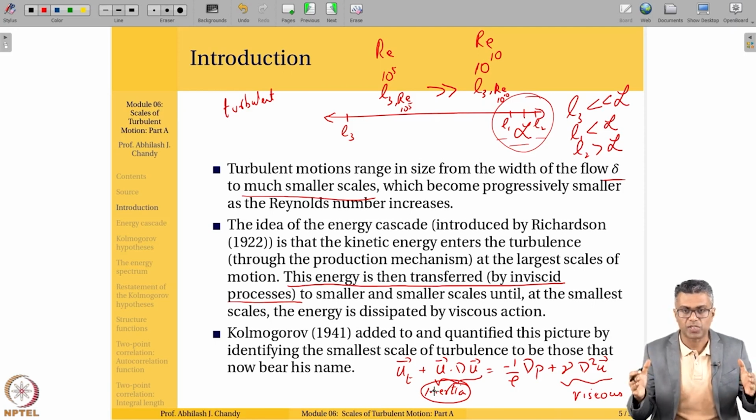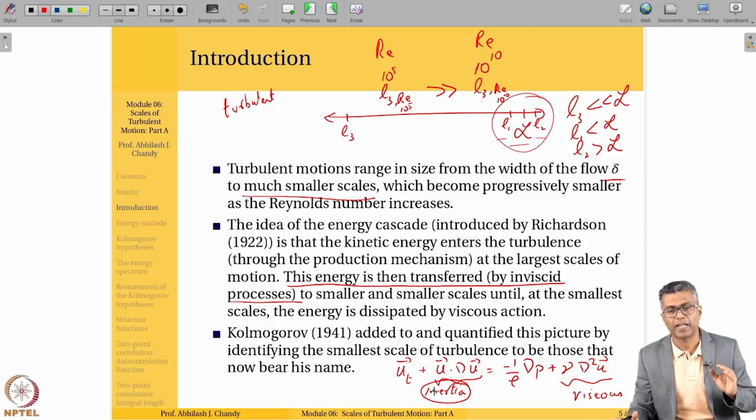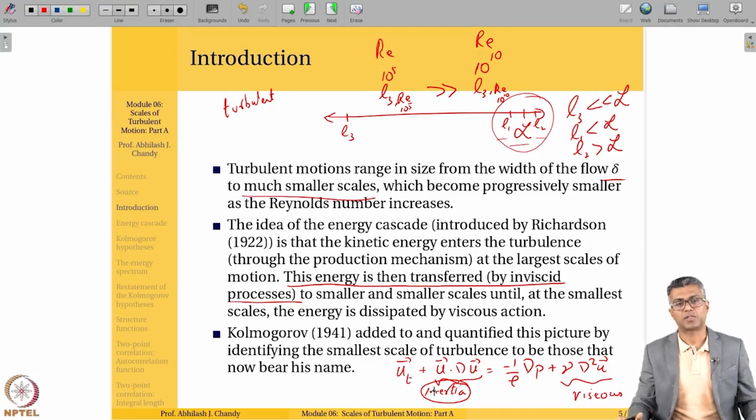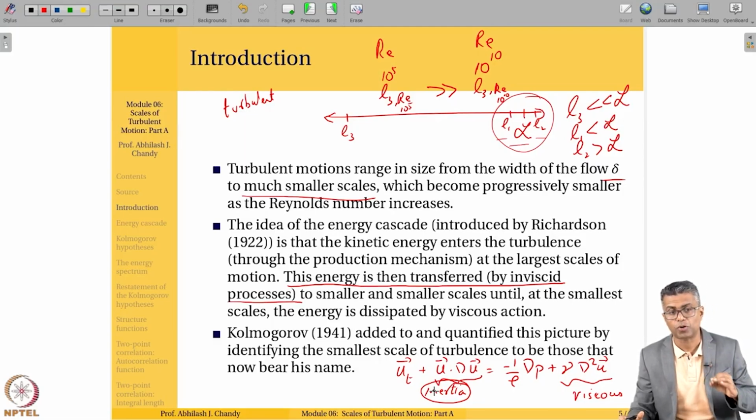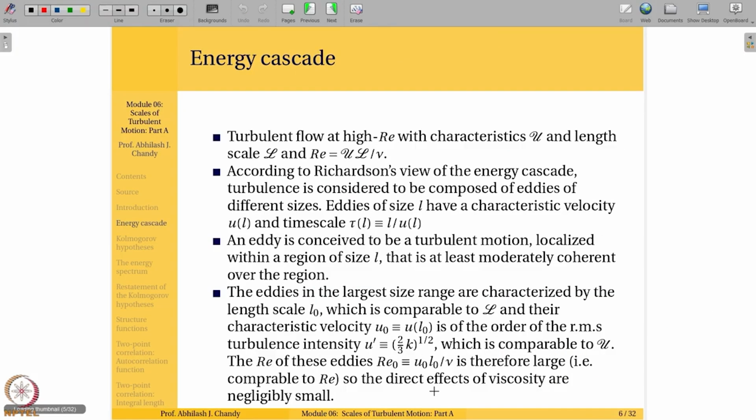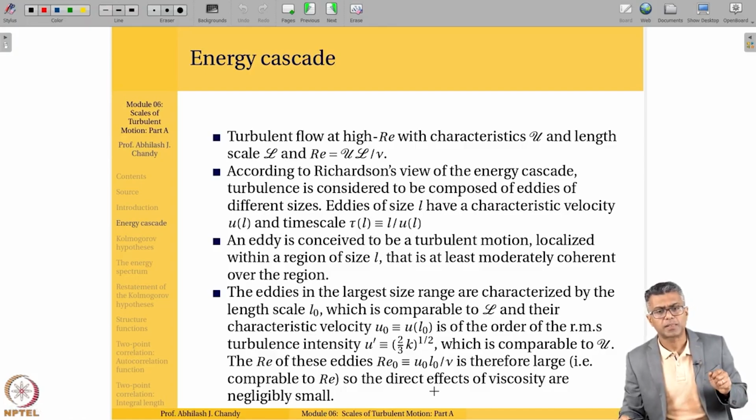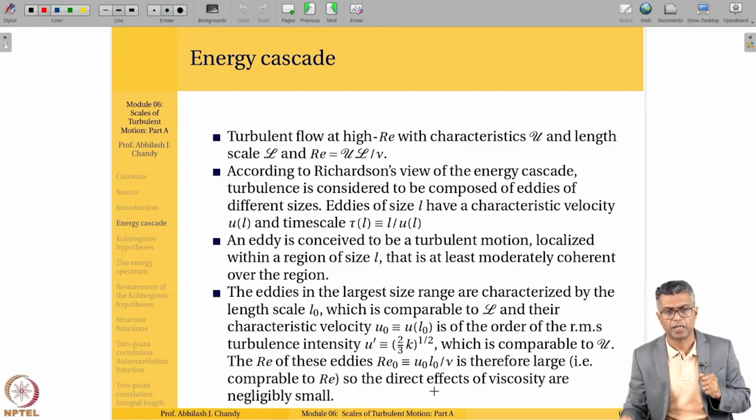This whole picture was developed by Richardson in the 1920s. And then later Kolmogorov in the 1940s added to this, quantified this picture by identifying the smallest length scale of turbulence, which is now named after him, which we call the Kolmogorov scale. So that is the smallest length scale of turbulence. And this module really talks about in detail what those hypotheses are. So let's go deeper into the energy cascade.